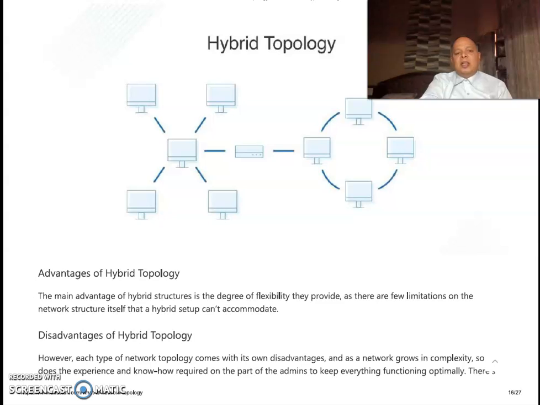Obviously, there are advantages. The degree of flexibility is more, with few limitations. There are very few limitations on the network structure itself that the hybrid setup can't accommodate. So, a lot of advantages. The most important advantage is personalization. If there are more departments, you can personalize the connectivity, the topology, as per the department, so that they get proper usage of the network.